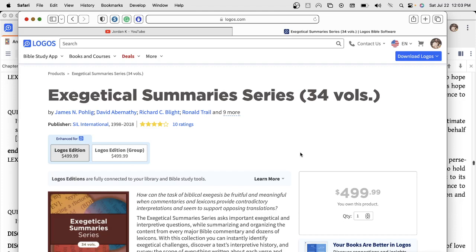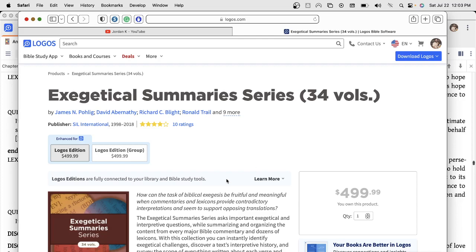But when you look at the price of a Logos library on the individual resources, what you would pay if you bought all those resources in print, you're saving a lot of money. And maybe sometime in the future I might do a recommendation on a Logos package.